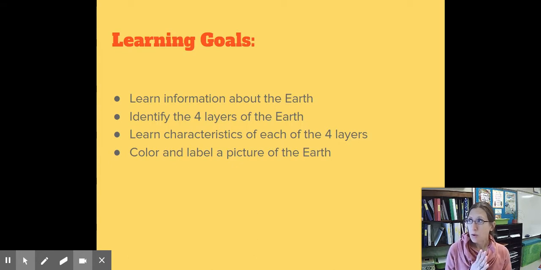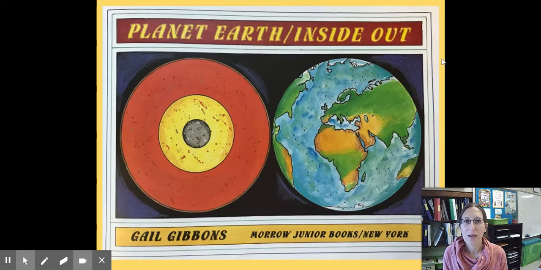So some of our learning goals for today: we are going to learn some information about the Earth. We are going to identify the 4 layers of the Earth. We're going to learn characteristics of each of the 4 layers. And we are hopefully going to color and label a picture of the Earth. So this is in your optional science packet. If you want to pause the video, you could find your packet, or you could do that at the end. That's fine too.